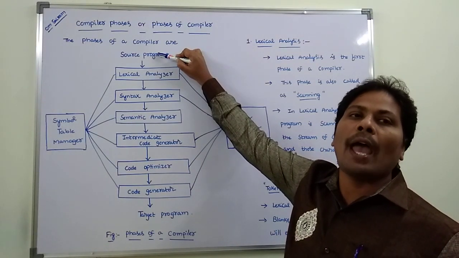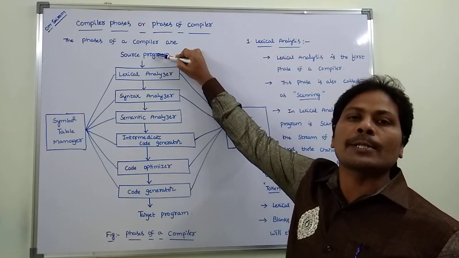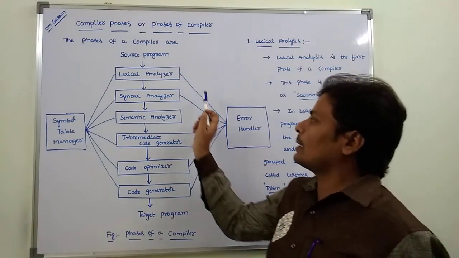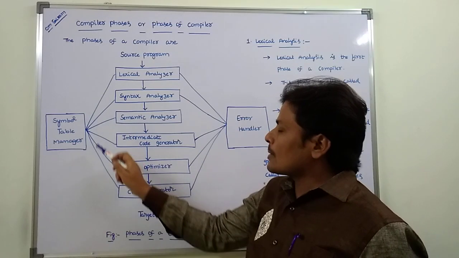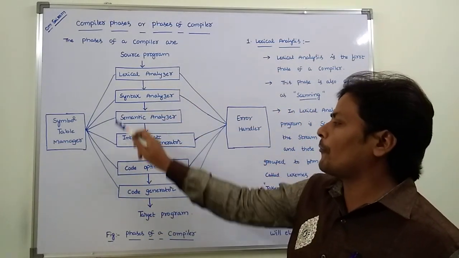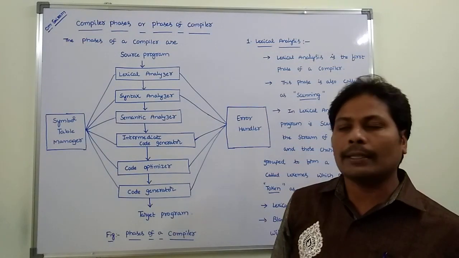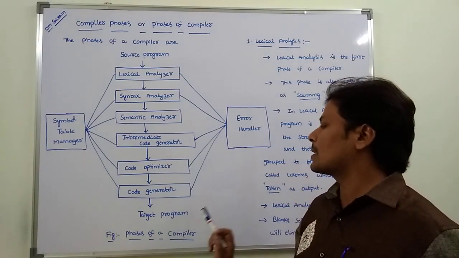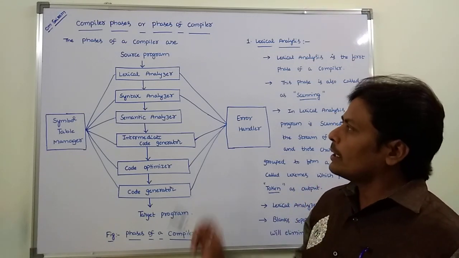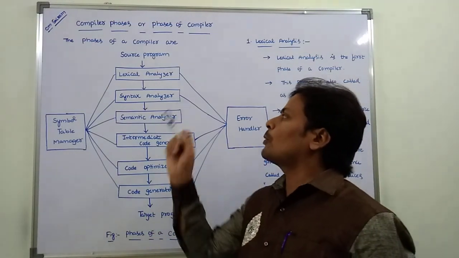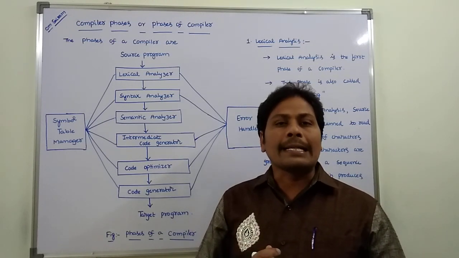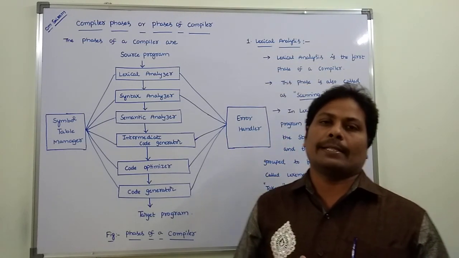First we have to give a source program to the compiler. After the source program is processed through all the phases of a compiler, then it can produce the target program. Next, first we have to go to the first phase. That phase is the lexical analysis phase.